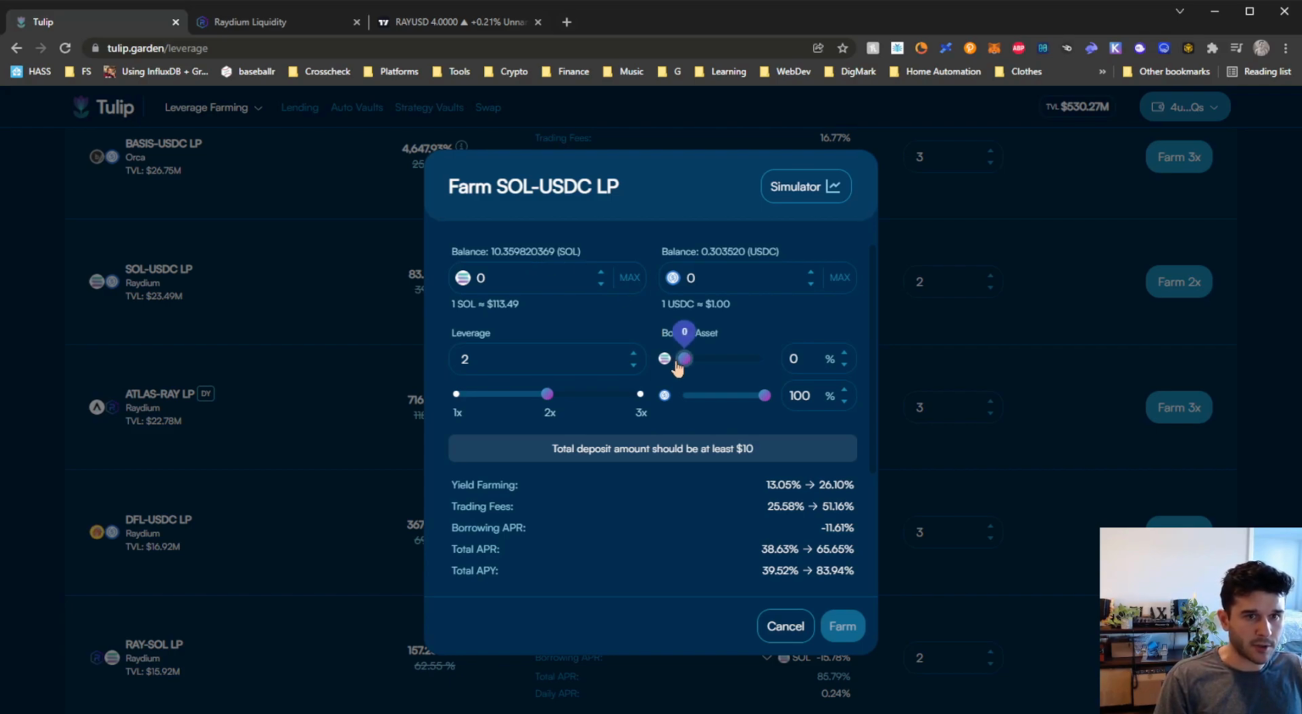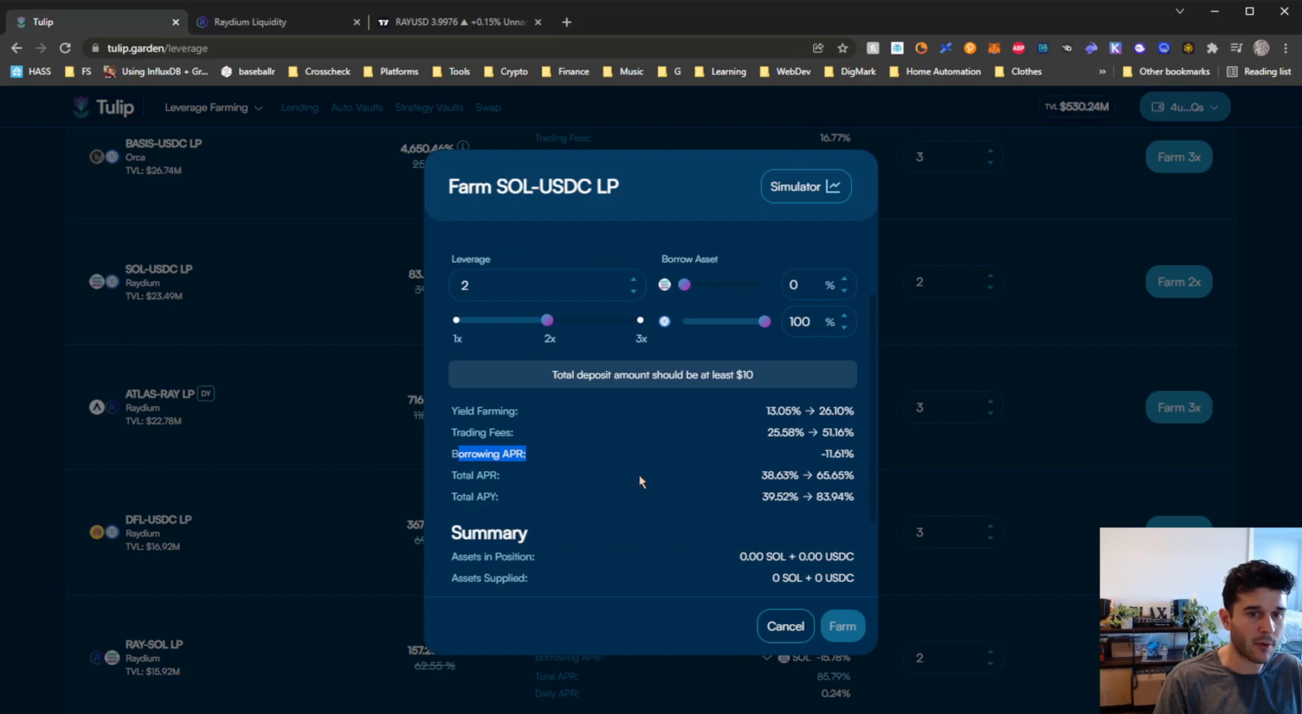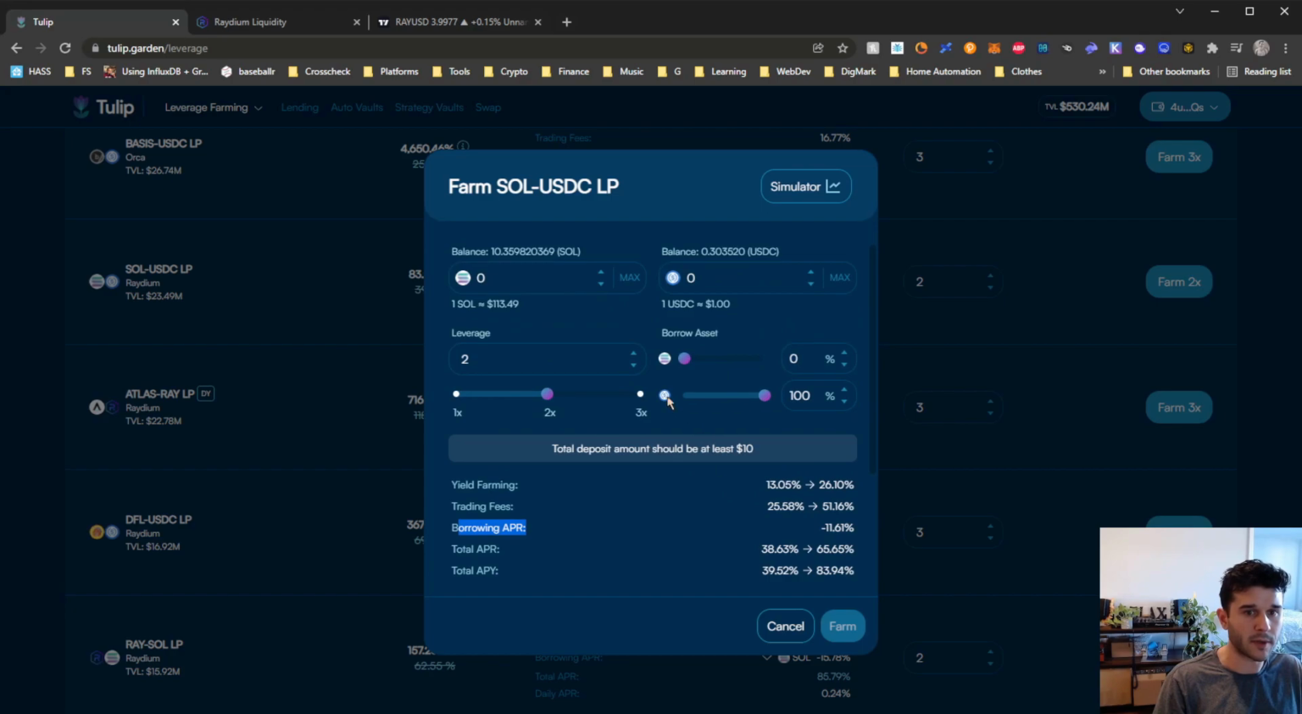Many of these protocols, Tulip included, will allow you to select which asset you want to borrow. So this one is the Solana slider. This is the USDC slider, which is the other side of the pool. Generally speaking, you would want to borrow the asset that is the lower APR. If it's a high borrow rate, then that's going to cut into your yield. In this case, Solana is 15.7 and USDC is 11.6. So we're going to borrow USDC.